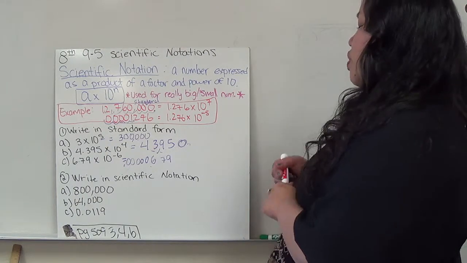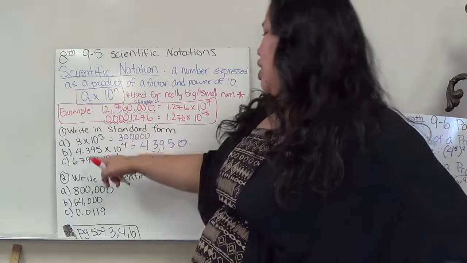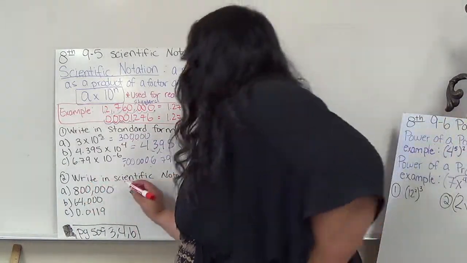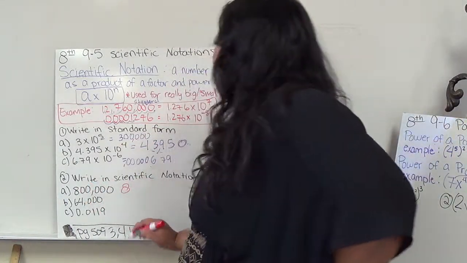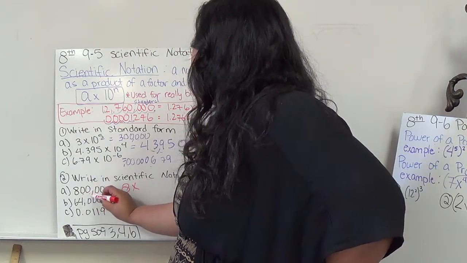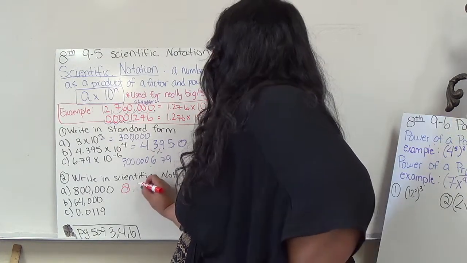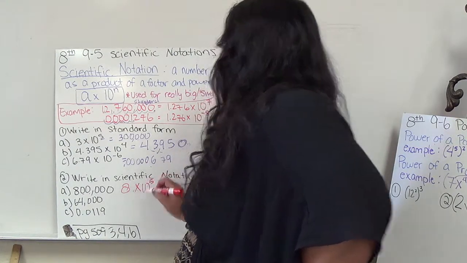All right, so the next one, they want us to write in scientific notation. So I'm going to work backwards. I'm going to make it look like this. So I'm going to put here 8, right, times, well, if I put the decimal here, 1, 2, 3, 4, 5. So times 10 to the 5th power.